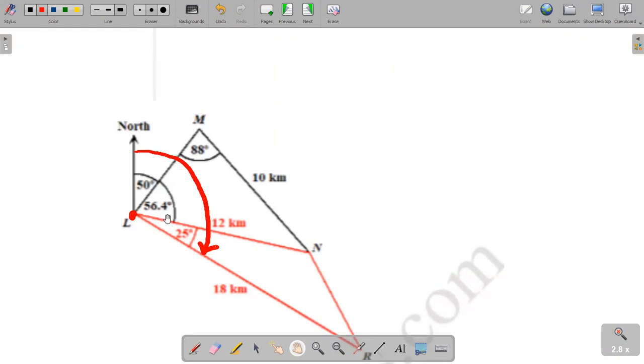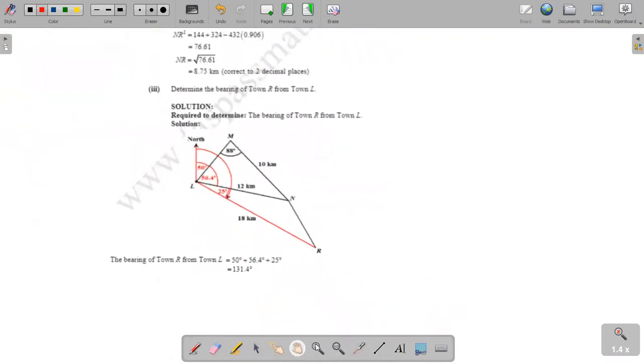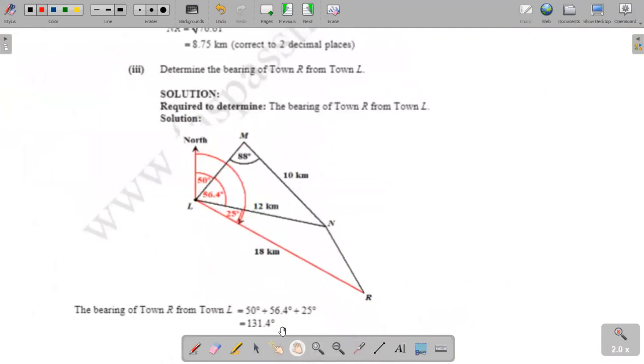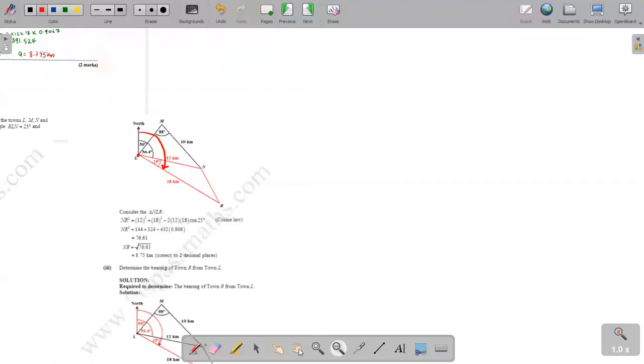You realize bearings ain't that hard, to be honest. You just got to practice as much as possible. So if you got it, say got it. Look at it here, you just got to add 131.4. Just add all the angles. They gave us this one, we found this one, and then they gave us that one. Guess what? We're done. That was it.